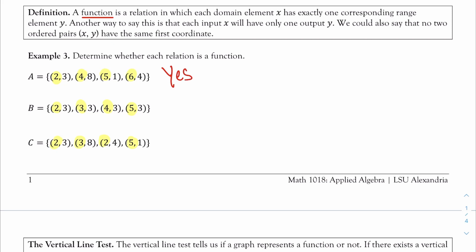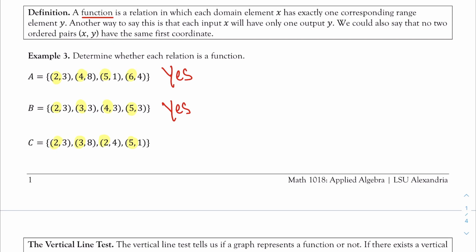Now we can continue to relation B. Here I have 2, 3, 4, and 5. Definitely all these are unique and different from each other. So I'll say yes as well. One thing I want to point out here for B is that my y values can be the same. That doesn't matter. I'm not worried about the y values being the same. I'm worried about my x values being the same.